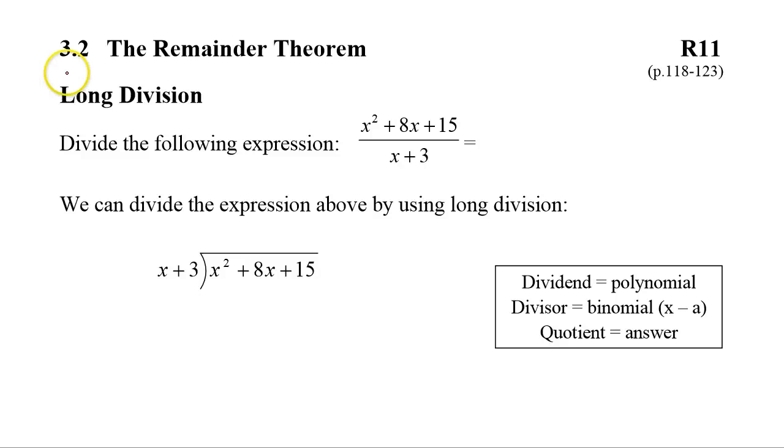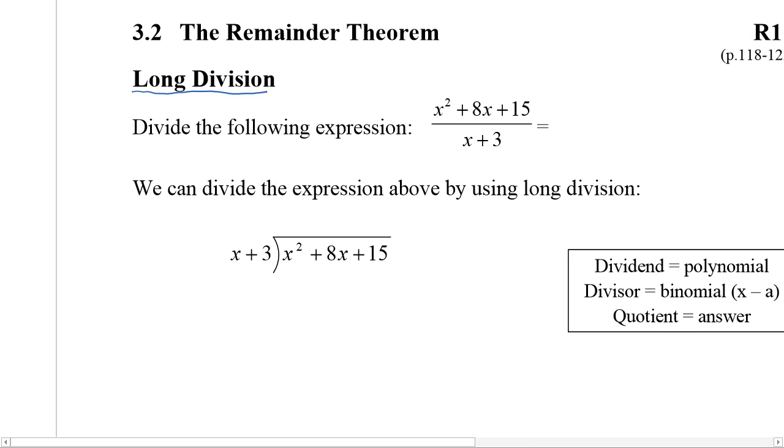Here we are at 3.2, the remainder theorem. I'm going to take you back a little bit down nostalgia lane, and we're going to be talking about long division. Just before we get into all this other stuff, let's say I gave you a problem: how many times does 12 go into 327? So that's divide 327 by 12.